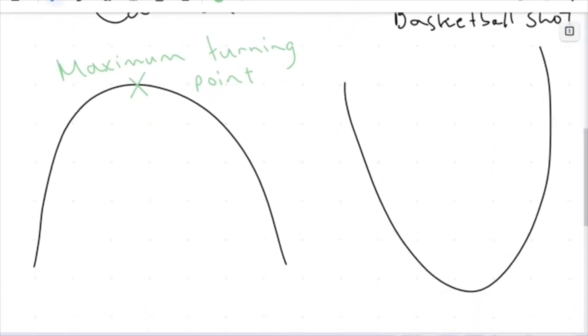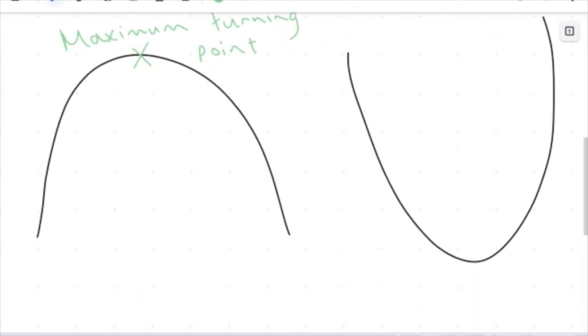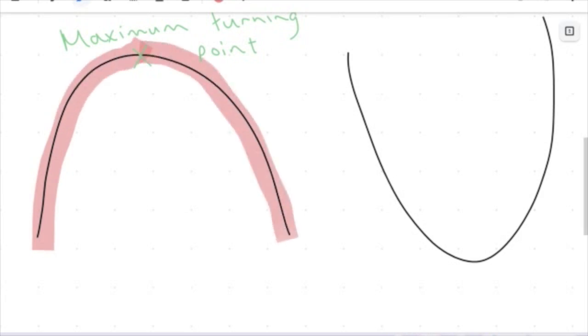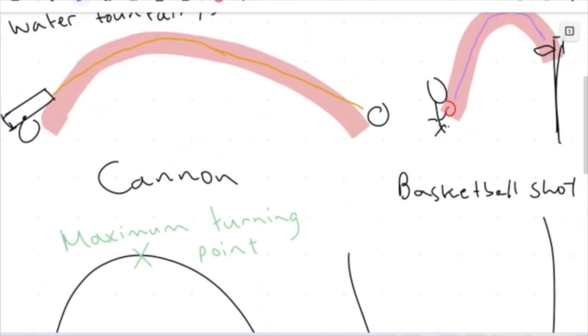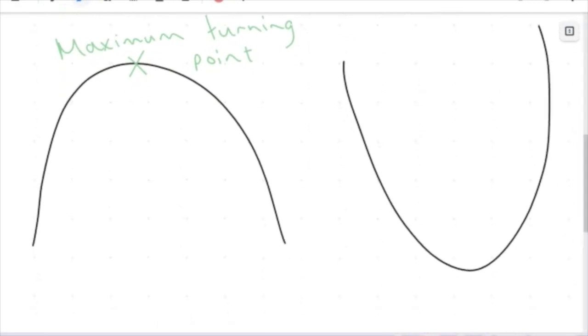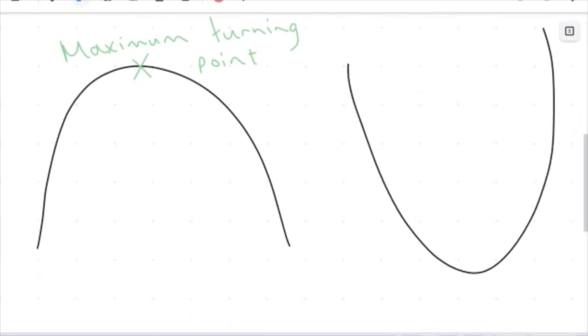So, by turning point, we just mean the point right at the top where we get this curve, where our parabola begins to change direction. See how here it's going up, and right at the top here, it turns, so it goes back down. Think of a basketball shot, think of a cannon being fired.